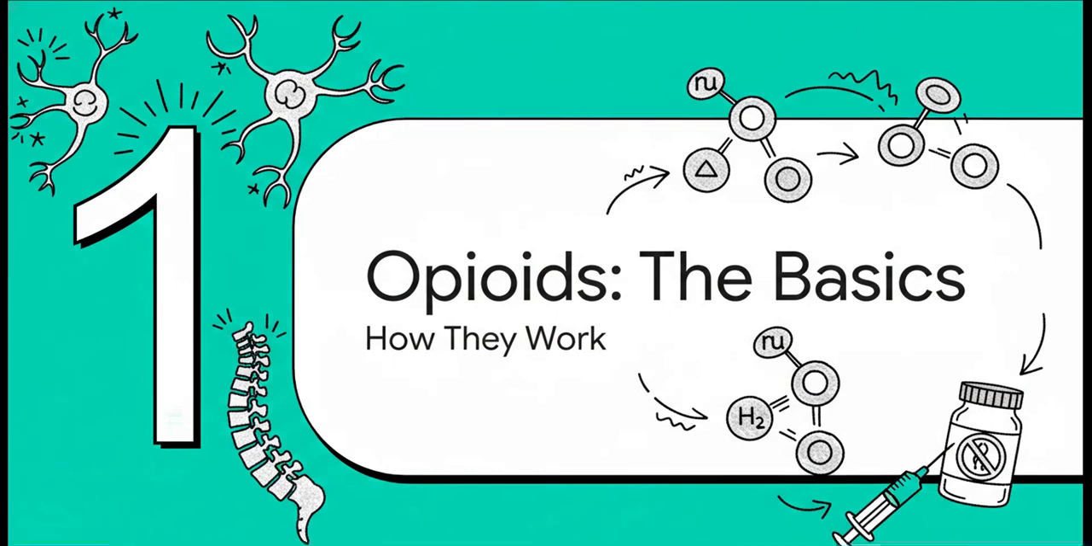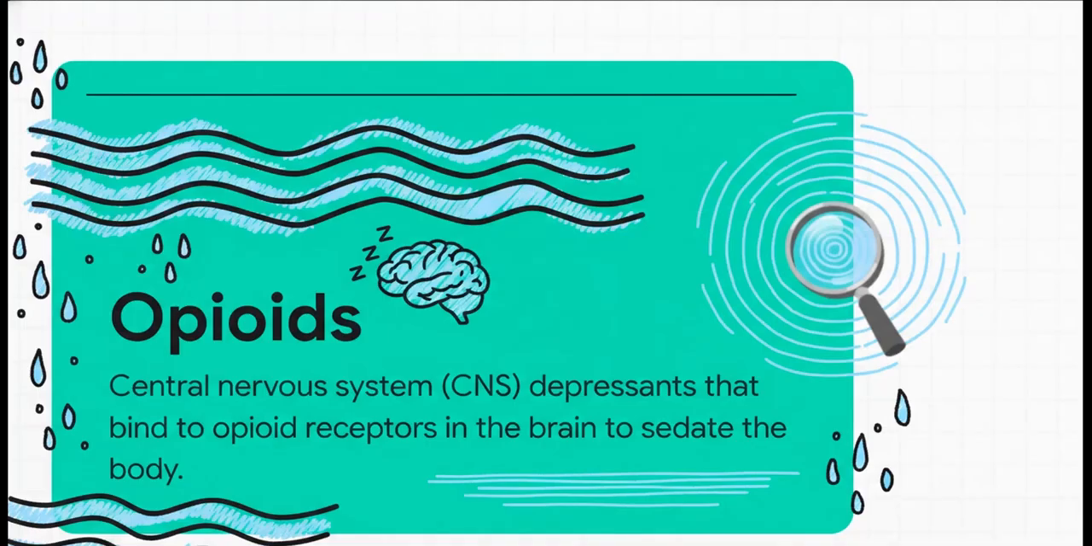Before we can even talk about side effects or what to monitor, you've got to understand what opioids are actually doing inside the body. So the two most important words on this slide are CNS depressants. Yes, they are incredible pain relievers, but they achieve that by slowing everything down. And honestly, that one single concept is the foundation for everything else we're about to talk about.